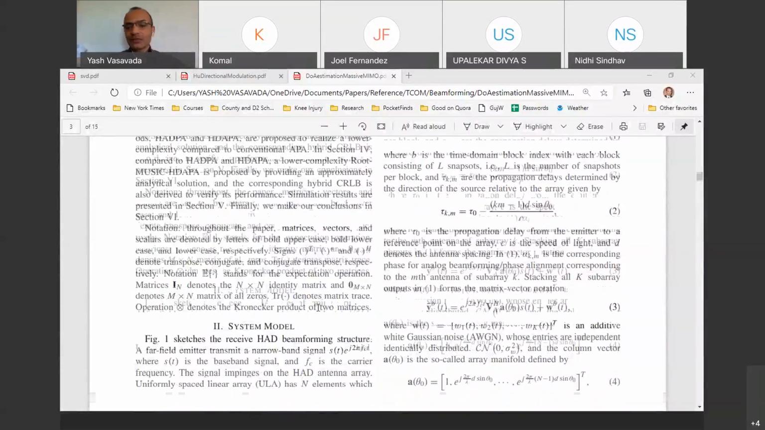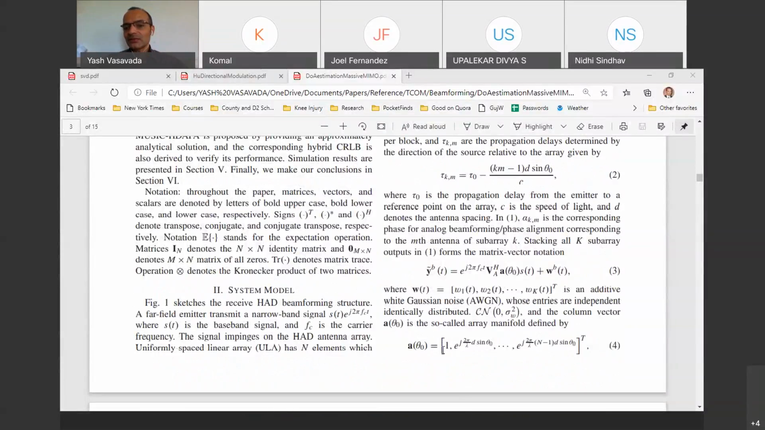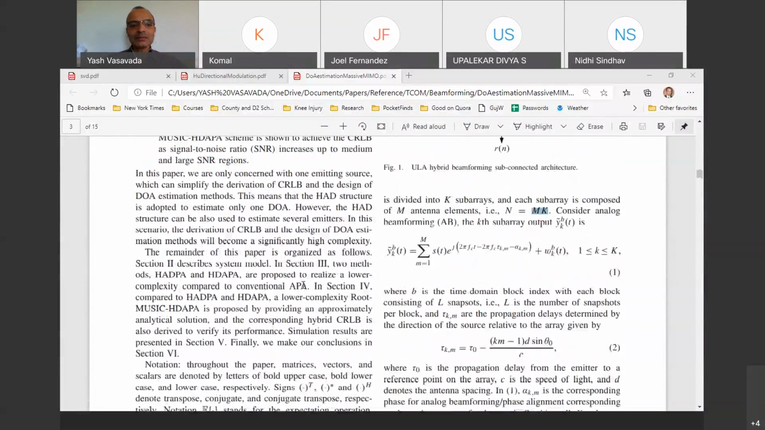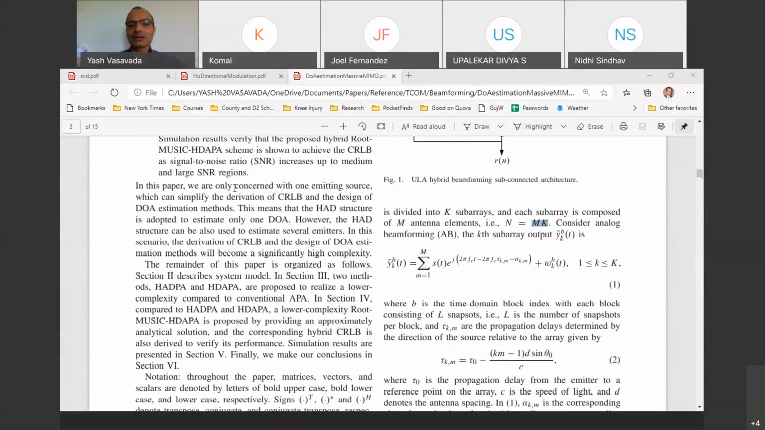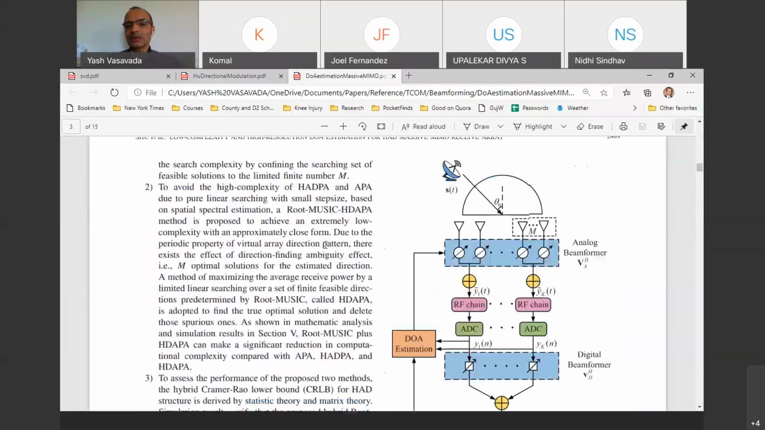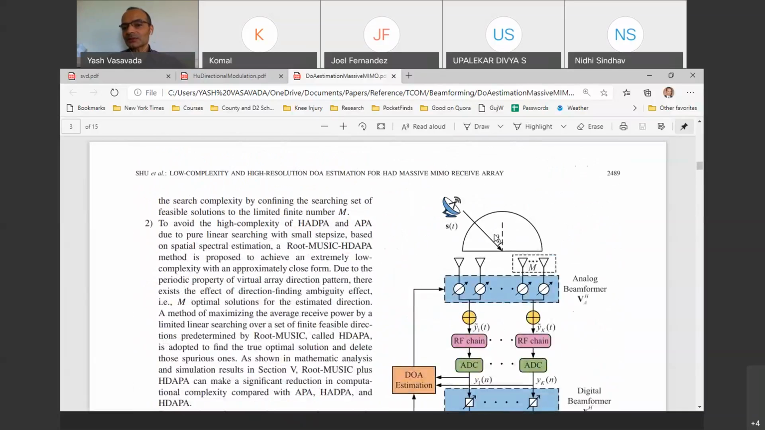So they have defined this array vector very much like the way we have defined it. By the way, they are considering only one source. They are not even considering the multiple source models that we are now looking at. So it's a very simple problem. This is just a single source problem. All that they want to do is to be able to figure out this theta naught.